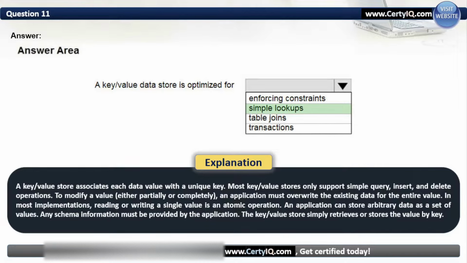An application can store arbitrary data as a set of values. Any schema information must be provided by the application. The key/value store simply retrieves or stores the value by key.